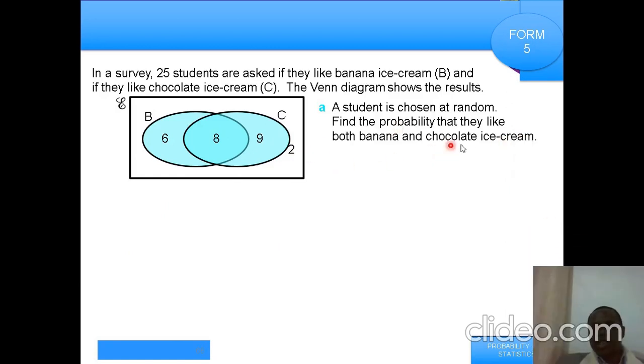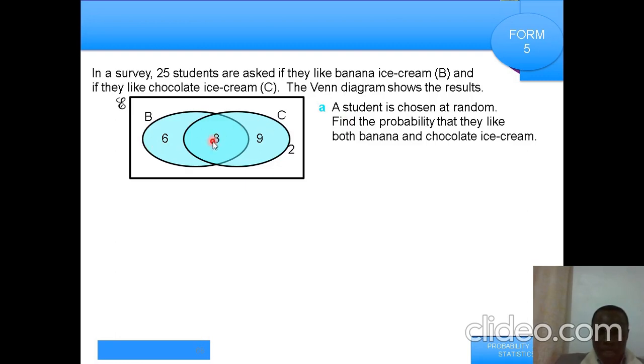The first question is, a student is chosen at random. Find the probability that they like both banana and chocolate ice cream. So they like both. A student is chosen at random. How many students are there? 25. Okay, we are finding the probability that they like what? Banana and chocolate ice cream. It's these 8 in here who like both.